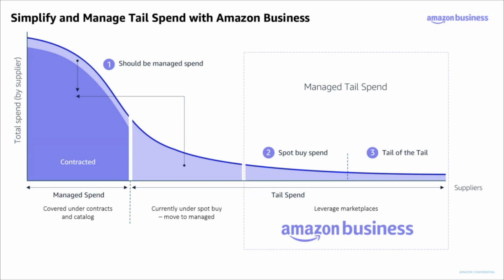So for categories such as office supplies, IT peripherals, break room items, cleaning supplies, and even MRO, through Amazon Business, you can benefit from a core catalog with custom pricing that you can discuss with your account management team, and that they can find the right solution for your business based on the needs.